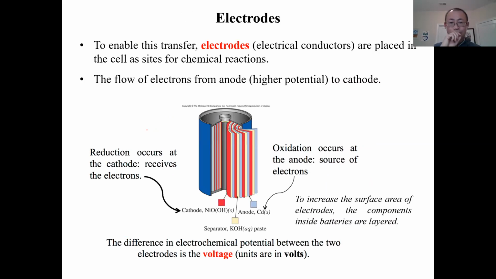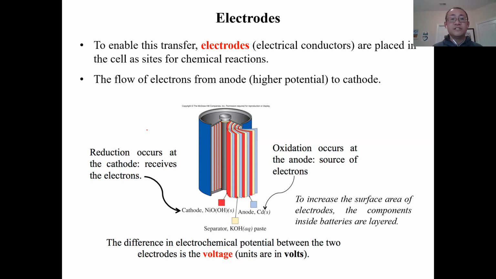Okay, so now, in order to enable the transfer of electrons, the half reactions must be placed on some metal sites, some metal conductors, for the redox reaction, for the oxidation and the reduction reaction to happen.